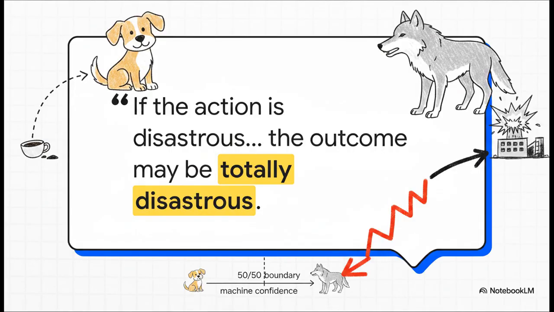But just drawing a line at the 50-50 point isn't always smart, is it? Because, and this is so important, not all errors are equal. Mistaking a dog for a wolf? Well, that's a small mistake, no big deal. But mistaking a wolf for a dog? That could be, well, a disaster.